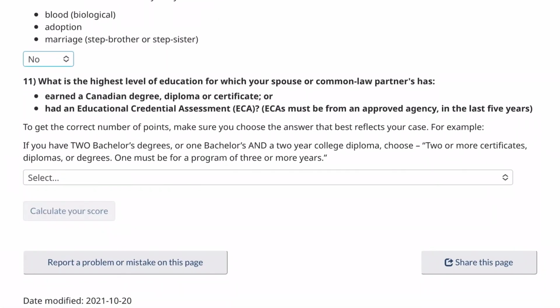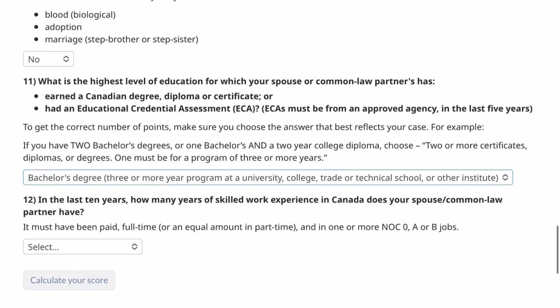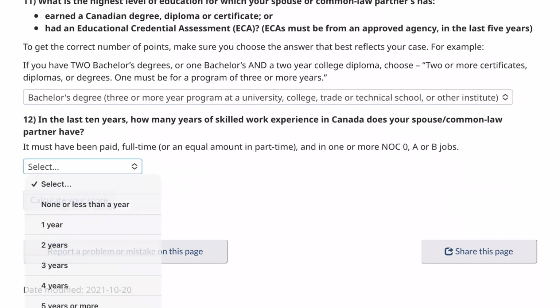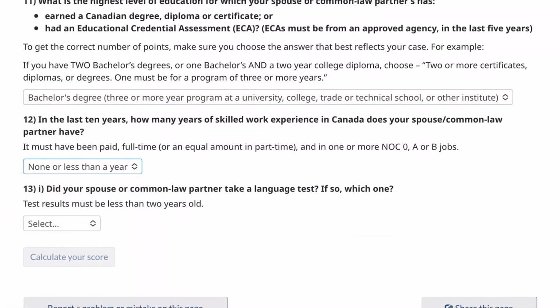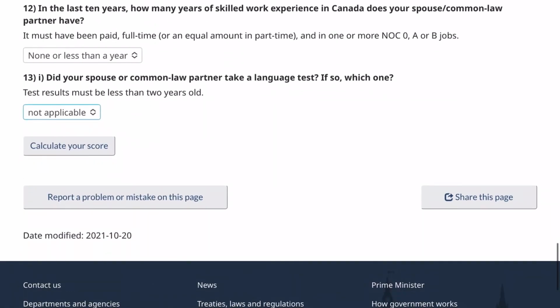What's the highest level of education for your spouse? If you're coming with your spouse, you have an option of adding their education evaluation to your profile and thereby earning some points. If they have, say, a bachelor's, my wife had a bachelor's. Does your spouse have Canadian work experience? No, my wife didn't have it. Did your spouse take a language test? If your spouse takes a language test, you can still earn more points. My spouse didn't take anything, so I'll just say not applicable.